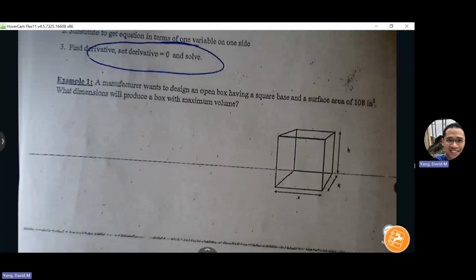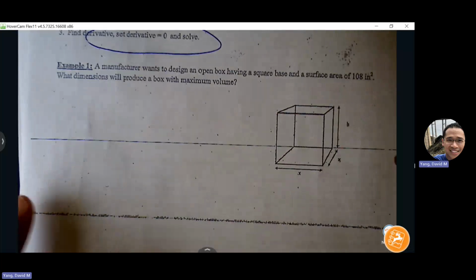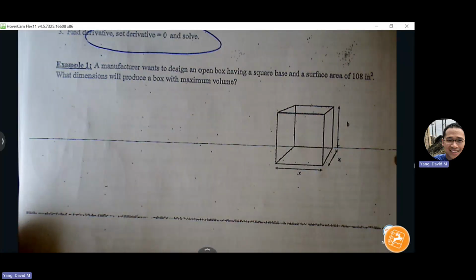So a manufacturer wants to design an open box having a square base and a surface area of 108 square inches.